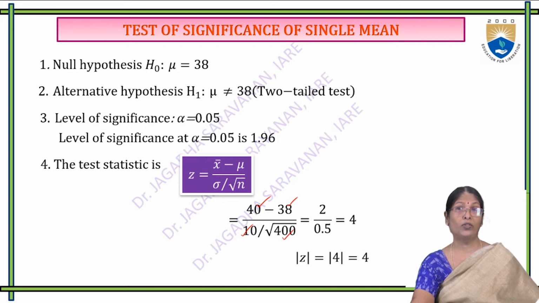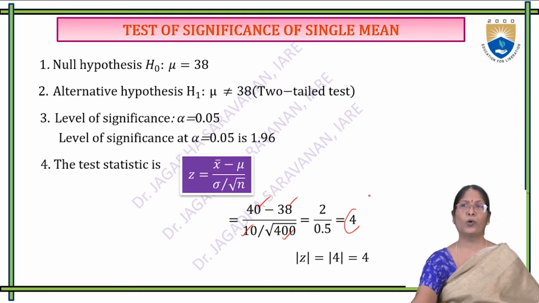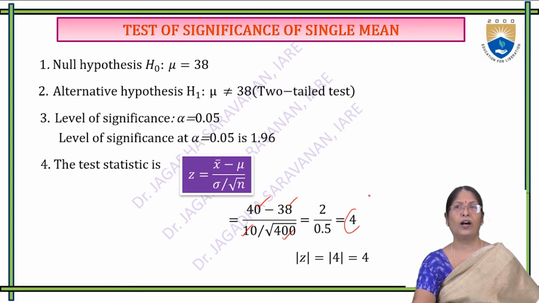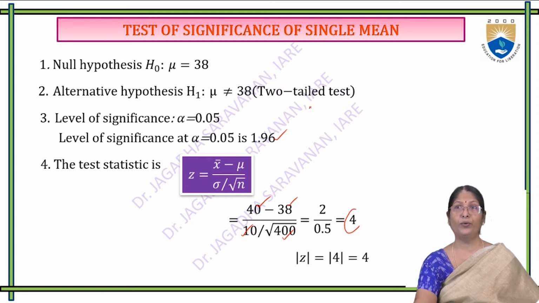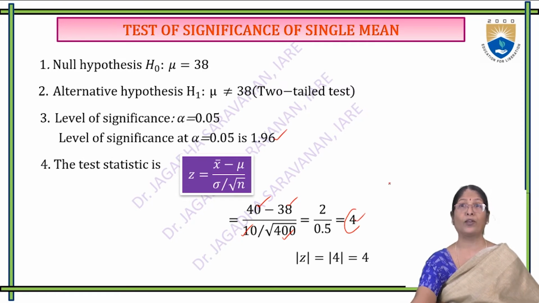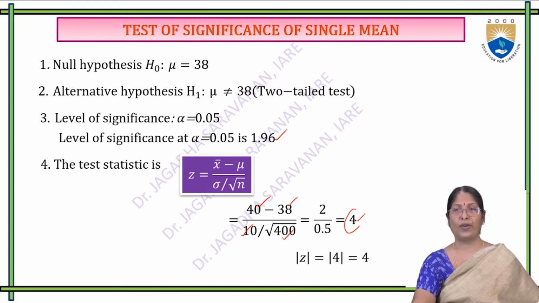One more thing we have to tell. We are getting a positive value, so it does not affect the problem. If we get a negative value, we compulsorily have to take only the modulus. Here also the modulus of the tabulated value, and the modulus of the calculated value. For both we have to take the absolute value only.